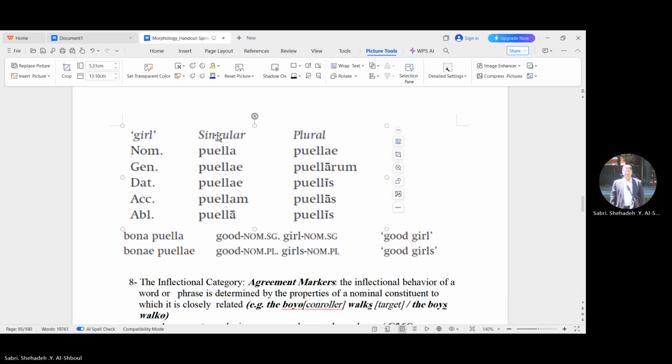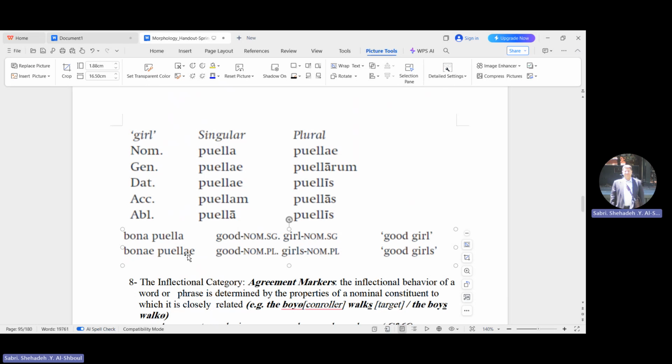So here we have bona puella. Bona puella, here we have a girl, puella, bona, which is good girl, and there is a kind of agreement. So puella is nominative and singular, and bona agrees here with puella in terms of case, nominative, and number, which is singular. But if we change the girl into plural, it becomes puellae, and the adjective bona becomes bonae, puellae. So we notice that there is agreement.